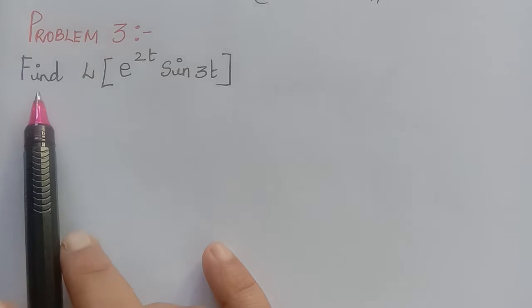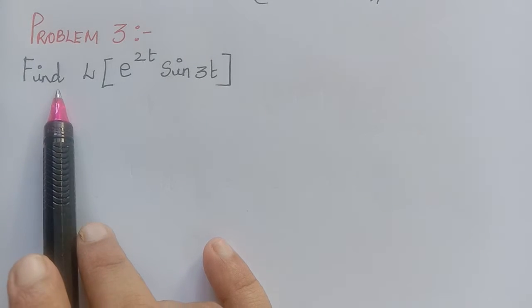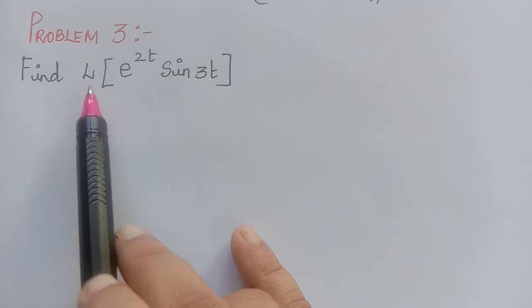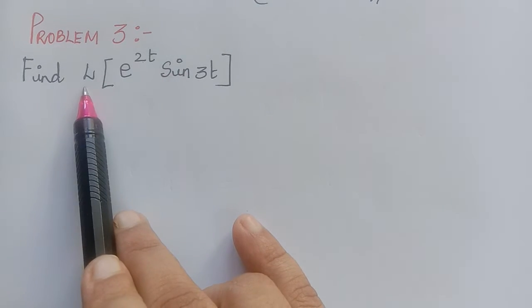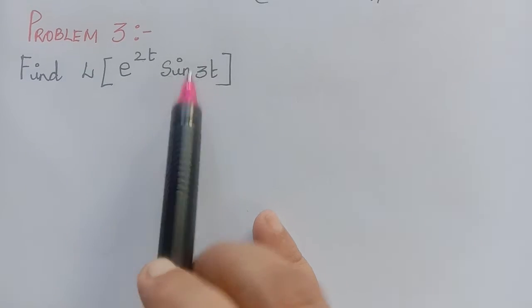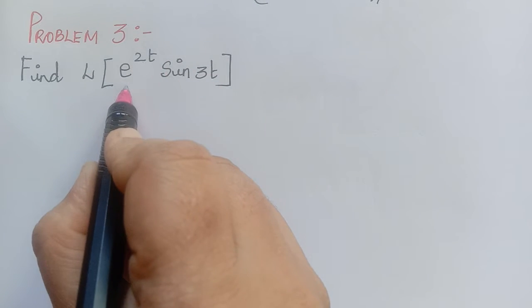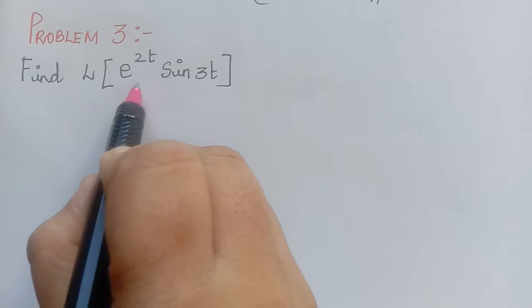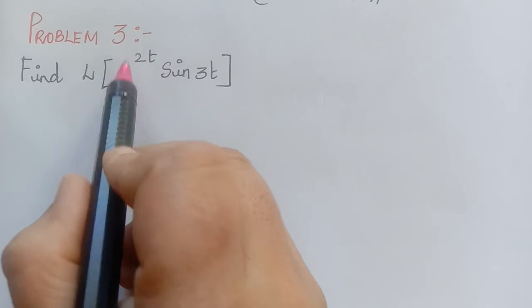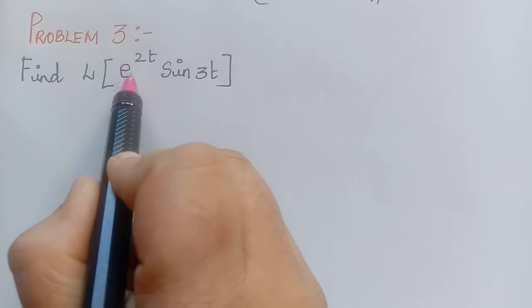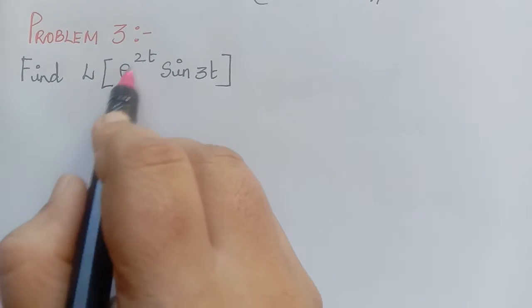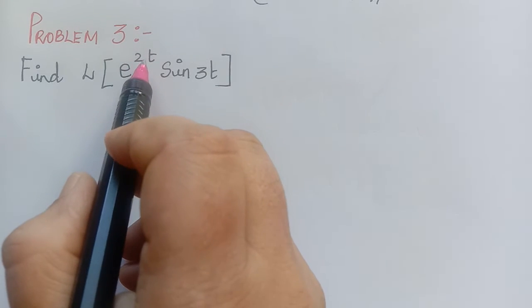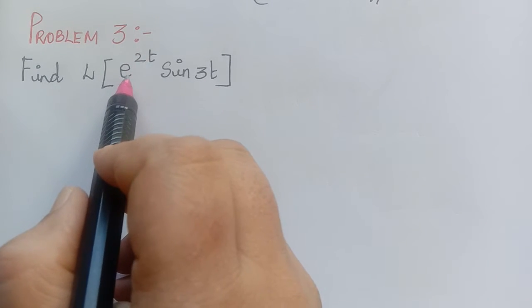Now here we have problem 3, where we have to find the Laplace transform of e to the power 2t sine 3t. So we see that we have to find the Laplace transform of a product of two functions, where one of the functions is exponential, and we have to check whether this is e power at or e power minus at. If you see here, it is e power 2t, where the power is positive. So we have to apply the corollary of the first shifting theorem.